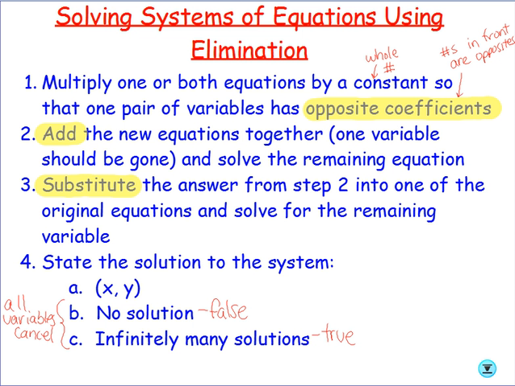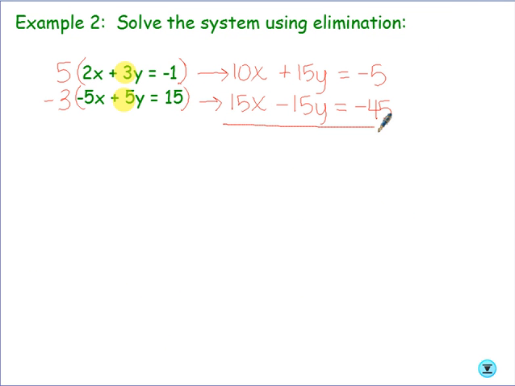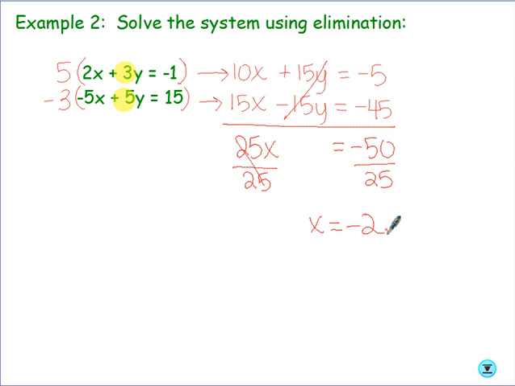Step number 2. Add them together. Big old line. 10 plus 15 is 25. This time it's x. Positive 15y and negative 15y, they cancel. Negative 5 and negative 45 make negative 50. We're ready to solve. Divide by 25 on both sides. We get x equals negative 50 divided by 25 is negative 2.